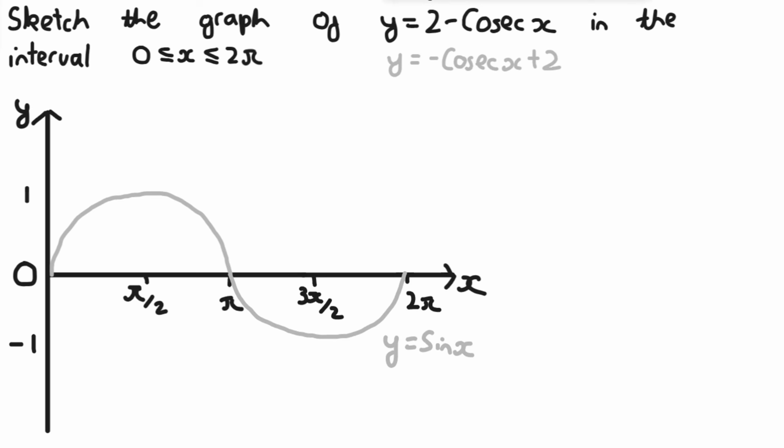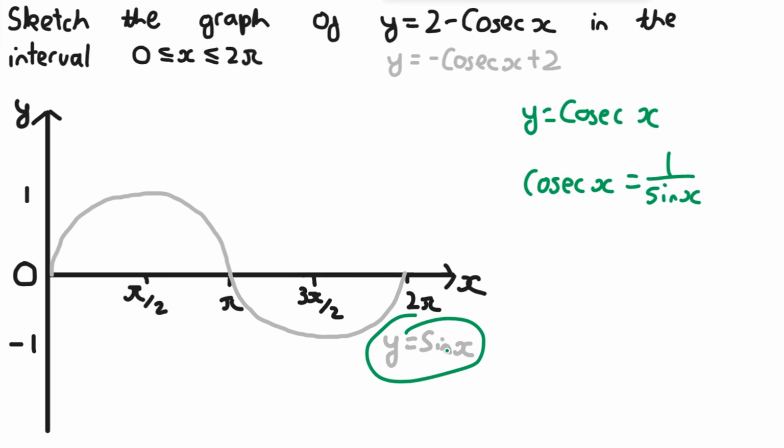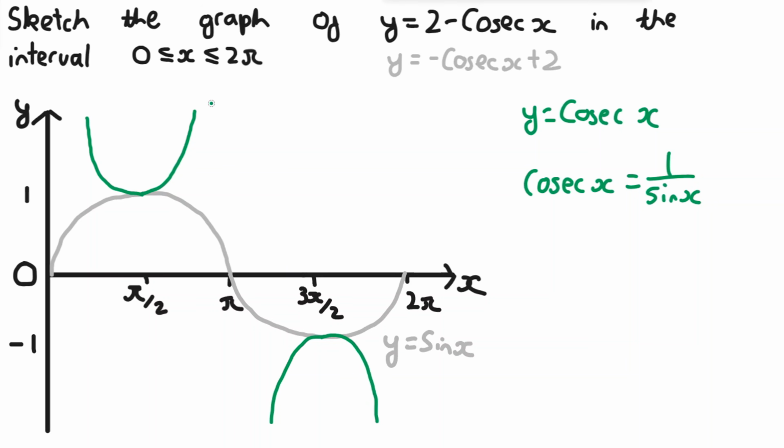So firstly, we should sketch the graph of y is equal to cosec x, the untranslated graph, and remember that cosec x is equal to 1 over sin x. So I've quickly drawn a sin graph here, so therefore cosec of x is going to start from here and come up like this quickly, and then it's going to come up like this as well, and then it's going to start from down here and come down like this, and then come down like this here, and then this is the graph of y is equal to cosec x.